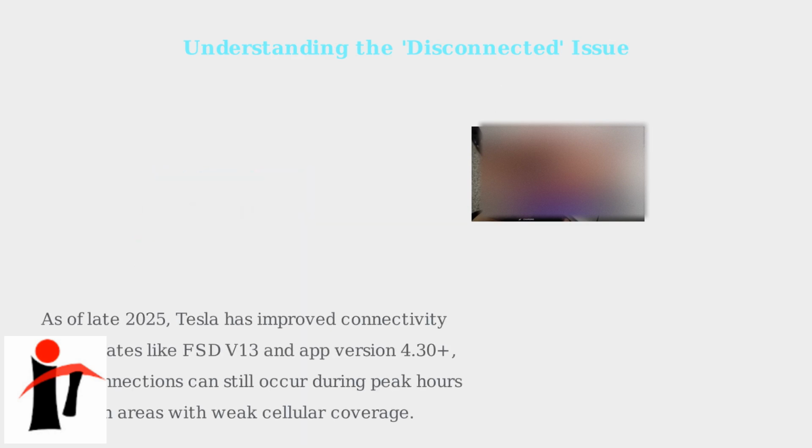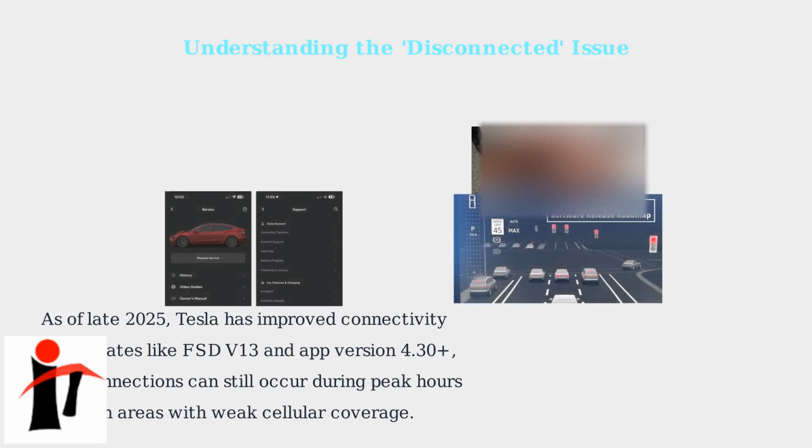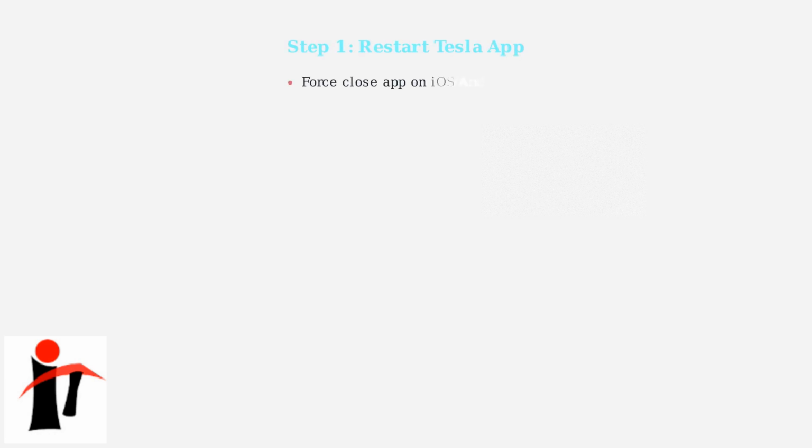As of late 2025, while Tesla has improved connectivity with updates like FSD v13 and app version 4.30 Plus, these disconnections can still occur, especially during peak hours or in areas with weak cellular coverage. Let's start with the basics.